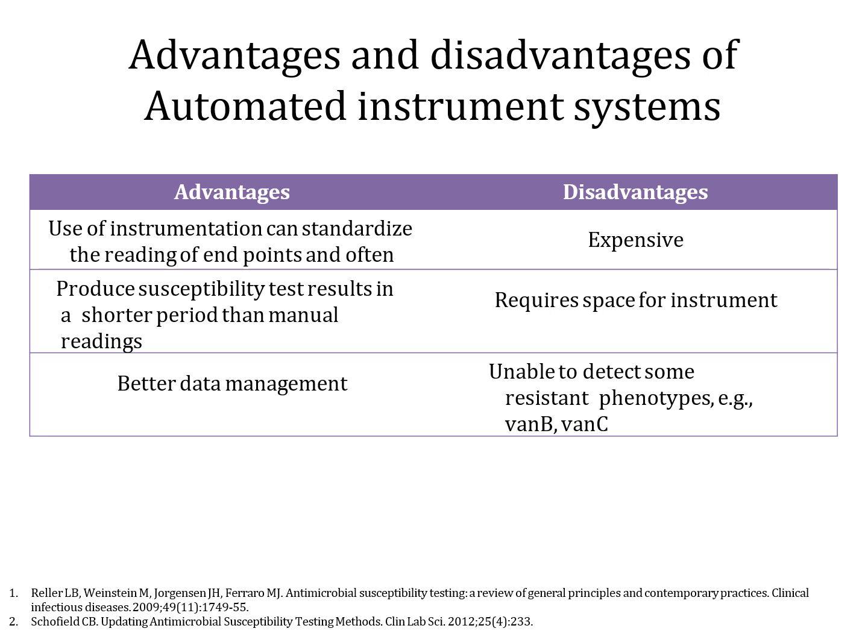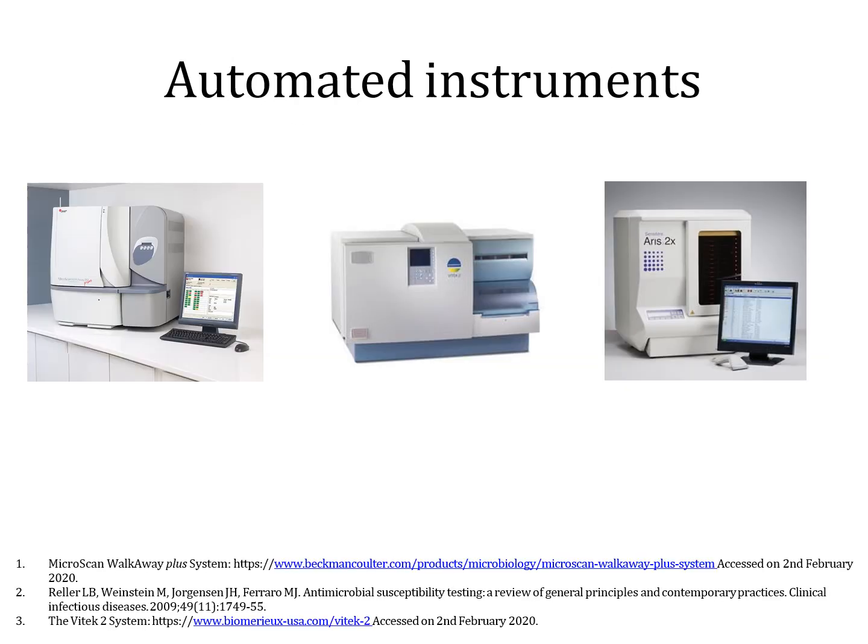The advantages of automated machines are that the use of instrumentation can standardize the readings of endpoints, produce susceptibility testing results in a shorter period than manual readings, and provide better data management. But the disadvantage is that it is expensive, requires space for instrumentation, and is unable to detect some resistant phenotypes like VanA, B, C, and others. We have automated systems like Phoenix, Vitek, and BACTEC for blood cultures.